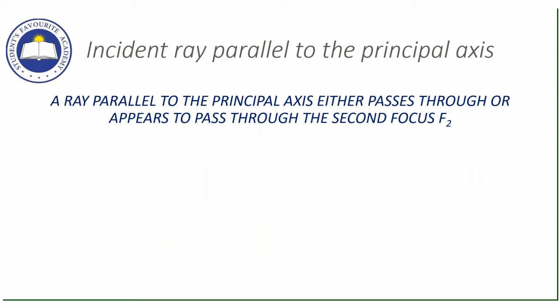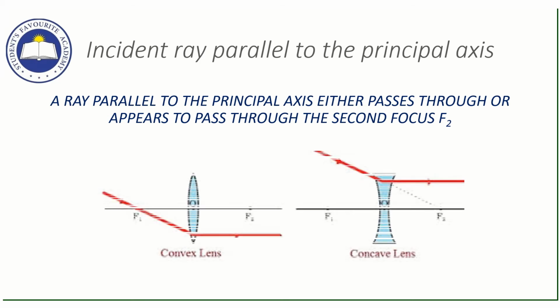And a ray which is parallel to the principal axis either passes or appears to pass through the second focus. For example, suppose a light ray is parallel to this principal axis, then it will pass through the focus or it will appear to pass through the second focus.